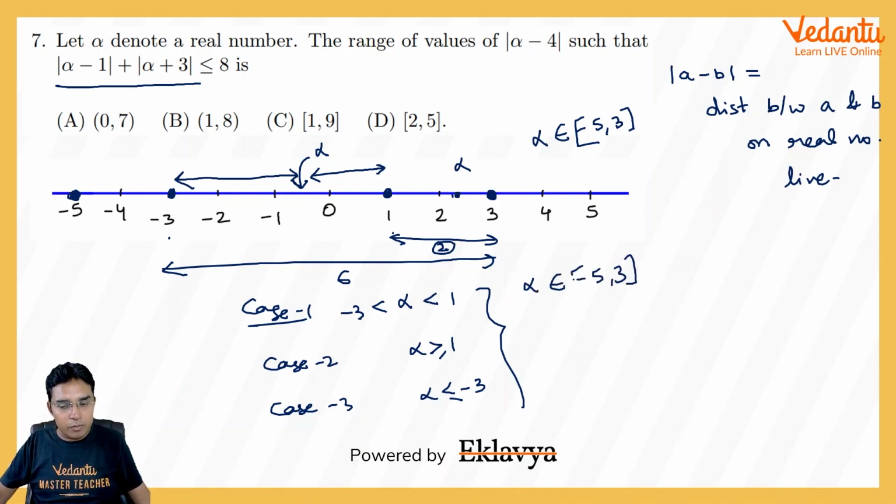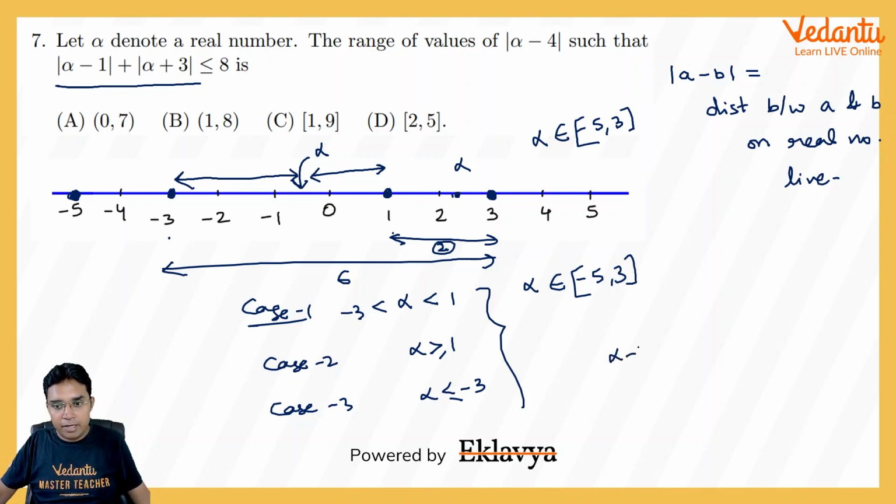In fact, there is one more way of doing the same thing. We make the graph of mod of alpha -1 and mod of alpha +3. Then also we can do it. Now, any way you do it, your alpha is going to be -5 to 3.